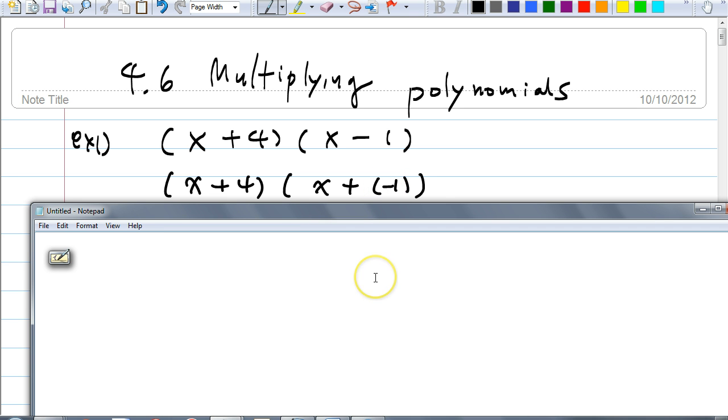There's even a name for this. How many people remember? Right. So this method is called, anybody remember? Is it like FOIL? Yeah, the FOIL method. You guys remember that? So this is kind of like that. The front, right.